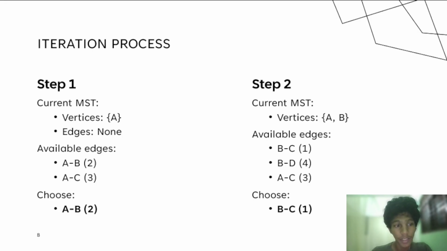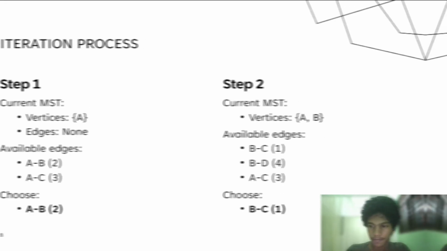Next, we look at all the edges connecting the current tree to unexplored vertices. These edges are B and C with a weight of 1, B and D with a weight of 4, and A and C with a weight of 3. Among these options, B and C has the smallest weight. Therefore, we select edge B and C and add vertex C to the tree. At this stage, the tree contains vertices A, B, and C.